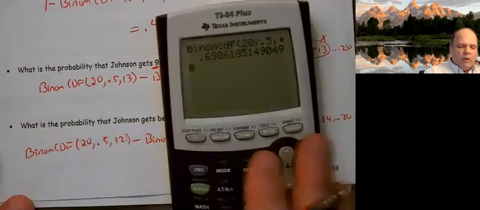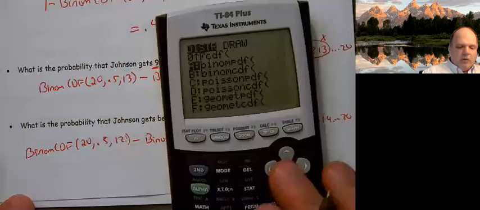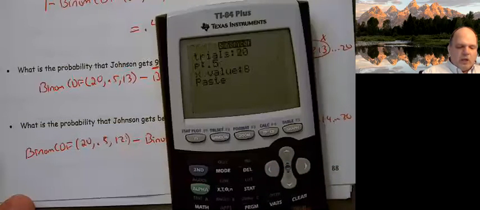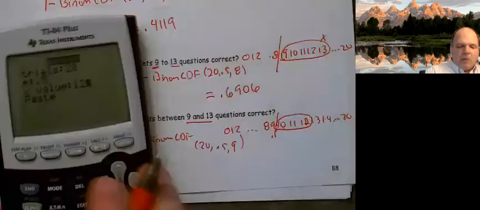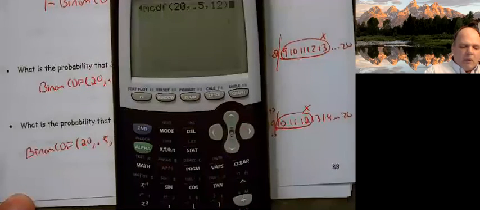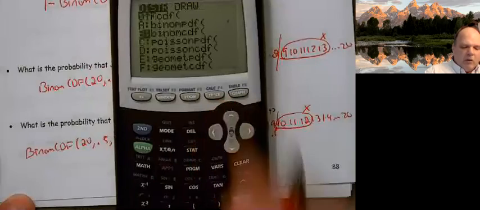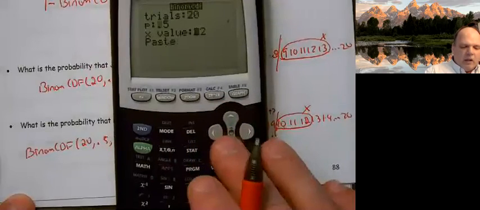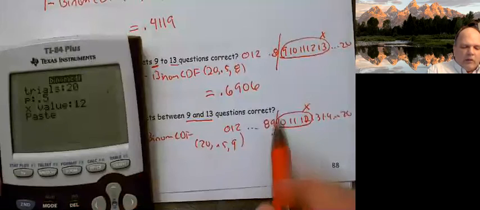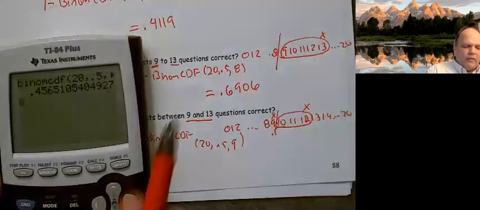So here we go. Second vars, binomial CDF, 20, 0.5. 12 is my highest value up here. Minus second vars, binomial CDF. And the one I don't want here is the 9. So this is my other X. And we get 0.4565.